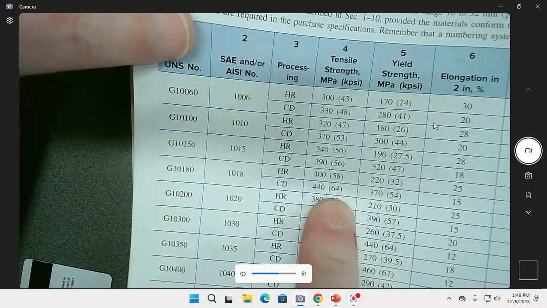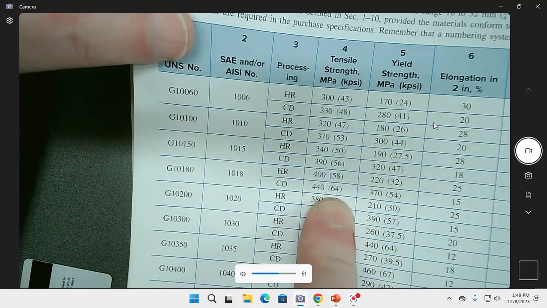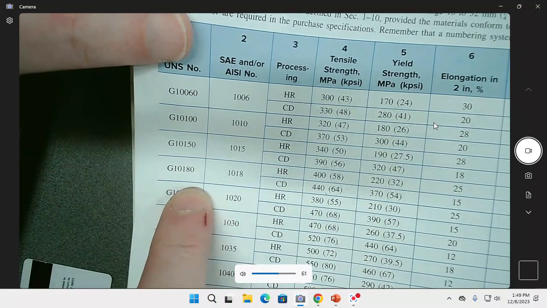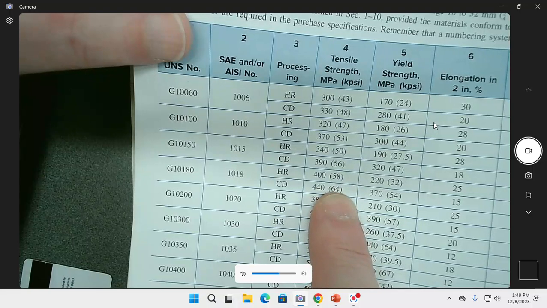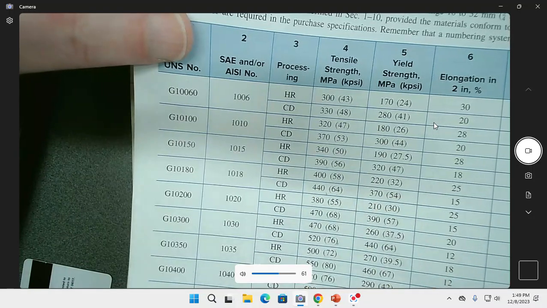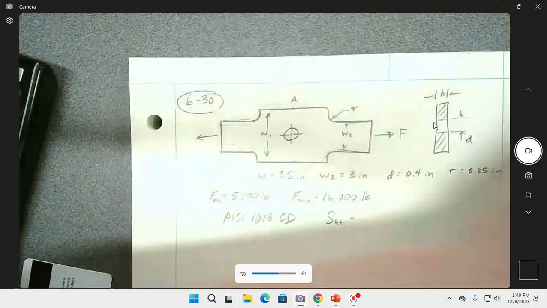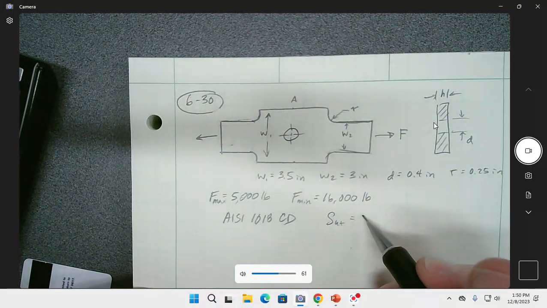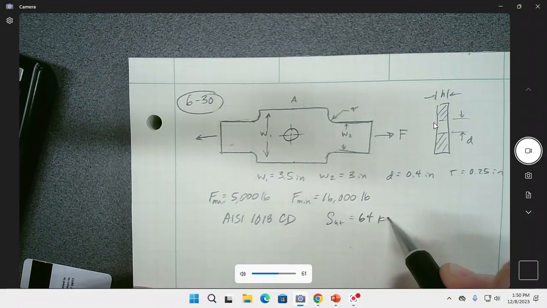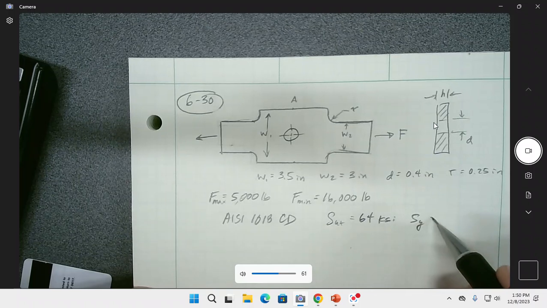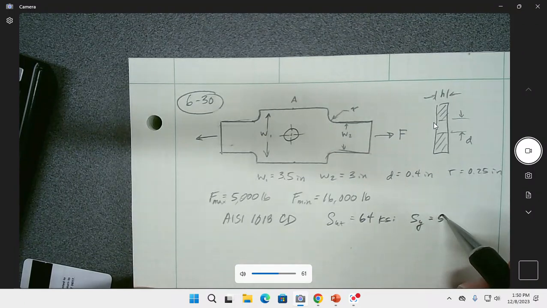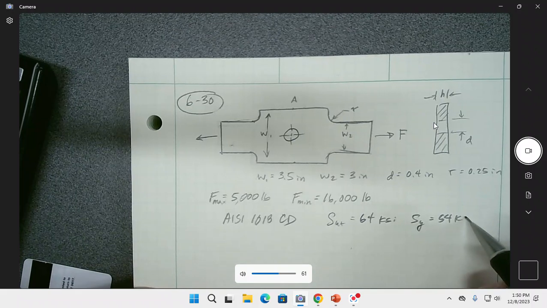So this is going to be 64 if I've been paying attention, for my 1018. 64. We can also get the 54, but I don't think we're going to use it for anything. It was 64 ksi, and the yield is 50. Did I say 54? ksi. All right.